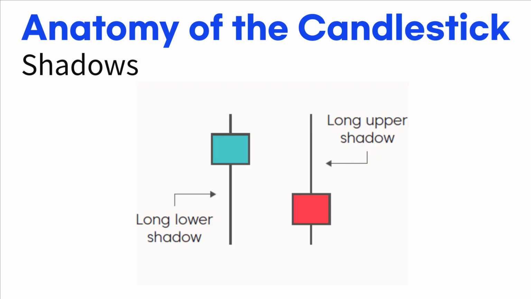Recall that the top of the upper shadow indicates the high price of the session, while the bottom of the lower shadow indicates the low price of the session. Hence, we can see that the length of these shadows highlight whether most of the trading action occurred close to or further away from the open and close.